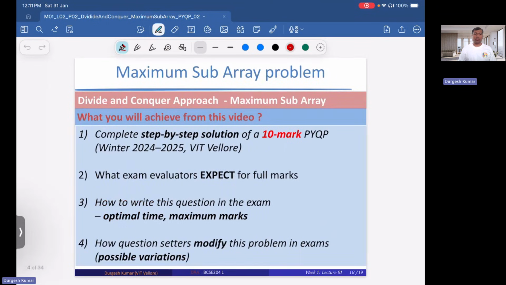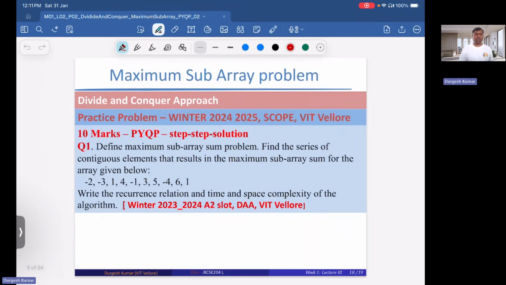What you will achieve from this video: the complete solution for question 2, how the exam evaluator expects it for full marks, how to write this question in the exam, and how the question paper setter modifies this problem in the exam. Okay. So this is the question.